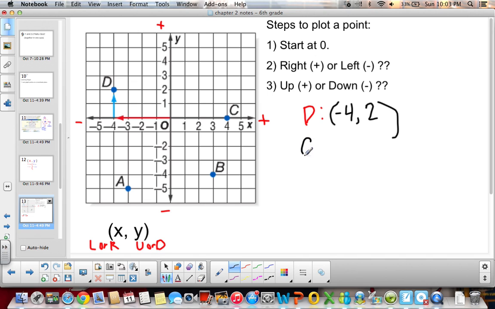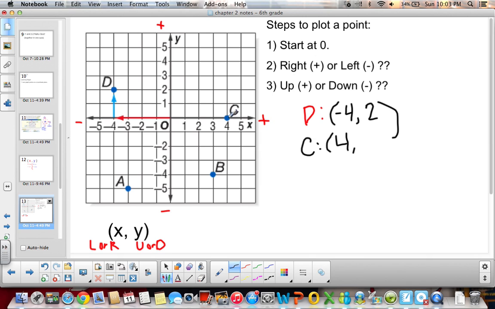Okay, let's do C together. C, I can see, so we start at 0. We always start back at 0. Every time, start at 0. I have to ask myself, do I have to go right or left? Well, now to get to C, I have to go right. So 1, 2, 3, 4. Okay, this time it's positive. So it's going to be +4.